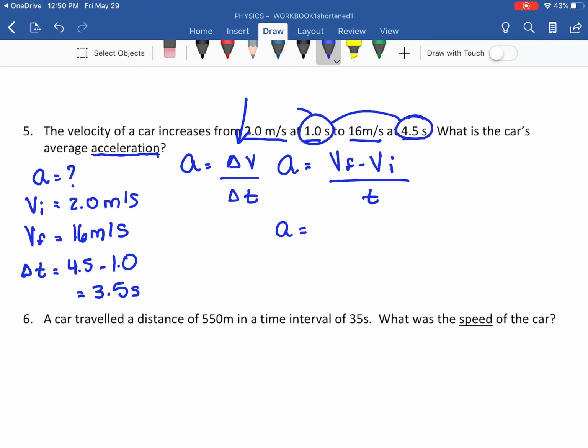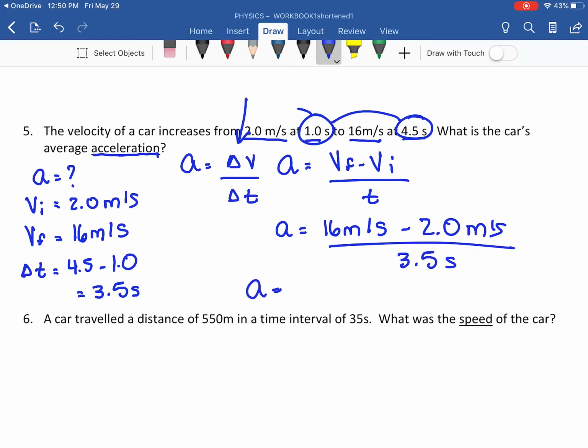So then I just plug in my numbers. Final velocity minus initial velocity divided by my change in time, which is 3.5 seconds. And calculate that. Oh, it works out to an even 4. And make sure you remember your appropriate units, meters per second squared. All right. Next one I'm going to jump to is number 10.